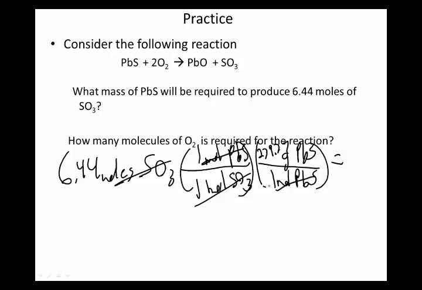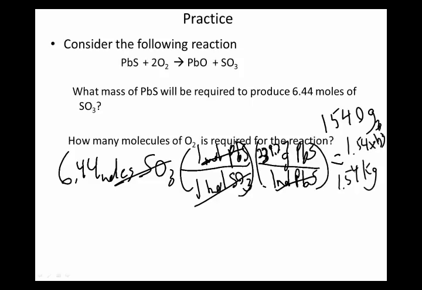And so my answer is 6.44 times 239.2. And when I multiply everything together, I get quite a lot. I get 1,540 grams. We should only have 3 significant figures. Or you could do 1.54 times 10 to the 3rd grams, or 1.54 kilograms. Okay. Now the second part is how many molecules of O2 is required for the reaction.